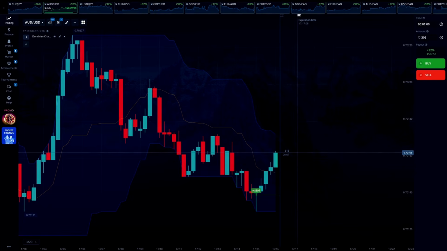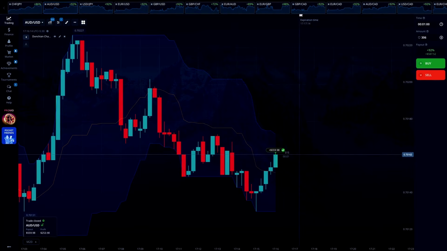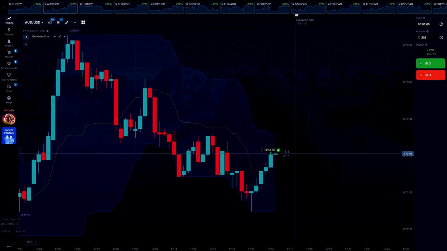Let's look at the buy setup. When price moves downward and touches the lower Donchian band, watch the candle formation carefully. If the candle rejects the level and forms a long lower wick, it means buyers are pushing the price upward. This rejection may appear as a pin bar, doji, or bullish engulfing candle. After the candle closes, enter a buy trade at the open of the next candle with a 1-minute expiry.